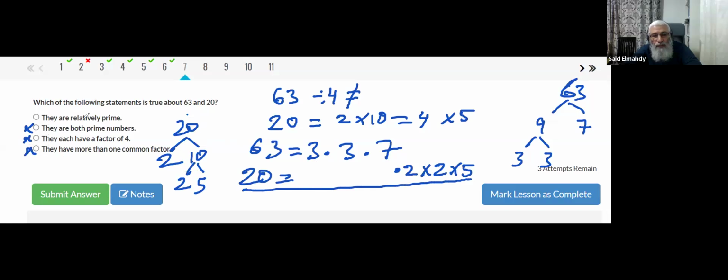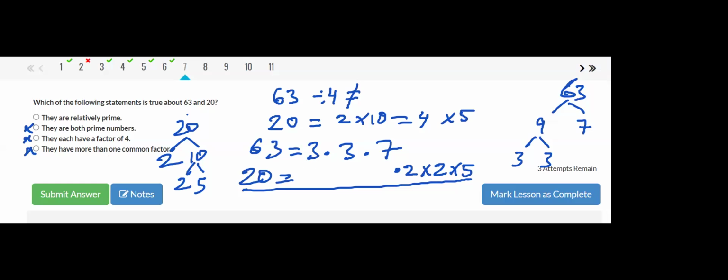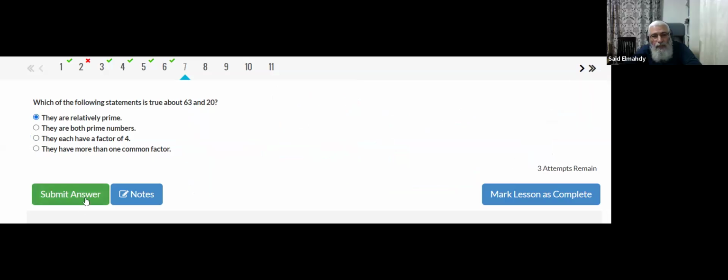They are relatively prime. Relatively prime means they don't have any common factor. Okay. They are not prime, but relatively prime.